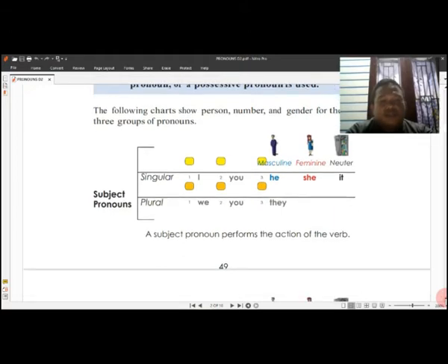A subject pronoun performs the action of the verb. We must be aware that a subject pronoun always performs the action of the verb. The role is almost the same as a subject in a sentence, but sometimes we use the subject as a noun, like Andy plays music or Andy plays guitar. So Andy is a noun there, but if we switch to the pronoun, it becomes he plays guitar. Then he stands for subject pronoun.